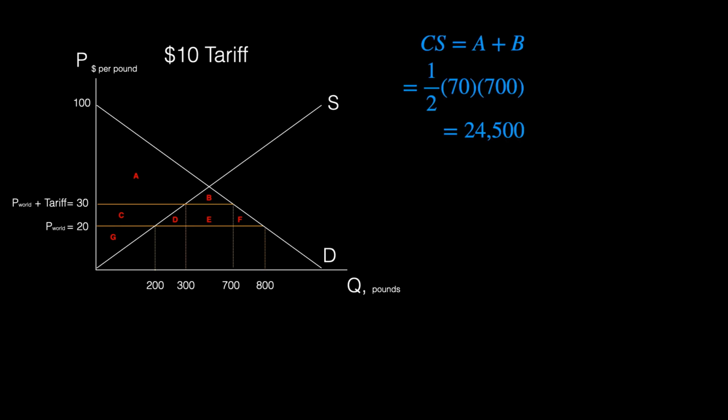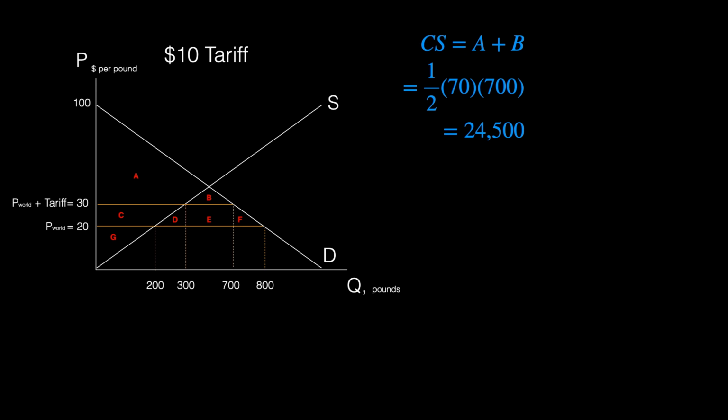Consumer surplus is the area below the demand curve and above the price that consumers pay, which is area A plus B. This equals $24,500. Notice that before the tariff was imposed, the consumer surplus included the area C plus D plus E plus F. So consumers' gains from trade has decreased by the amount of C plus D plus E plus F because of the tariff.